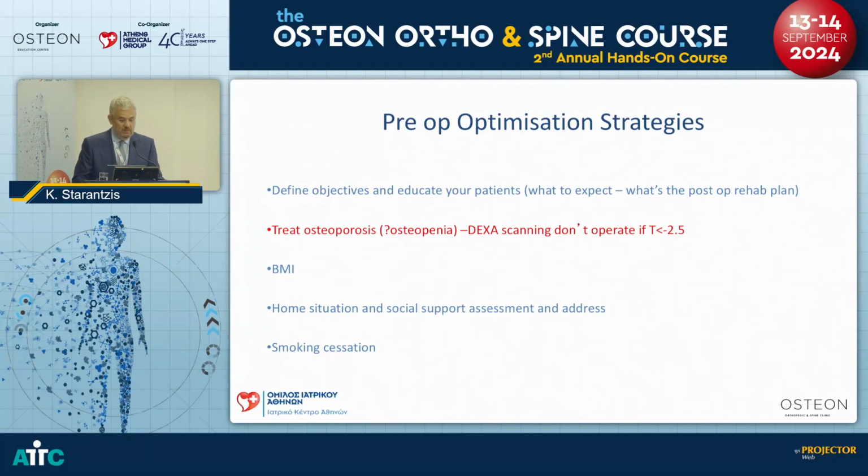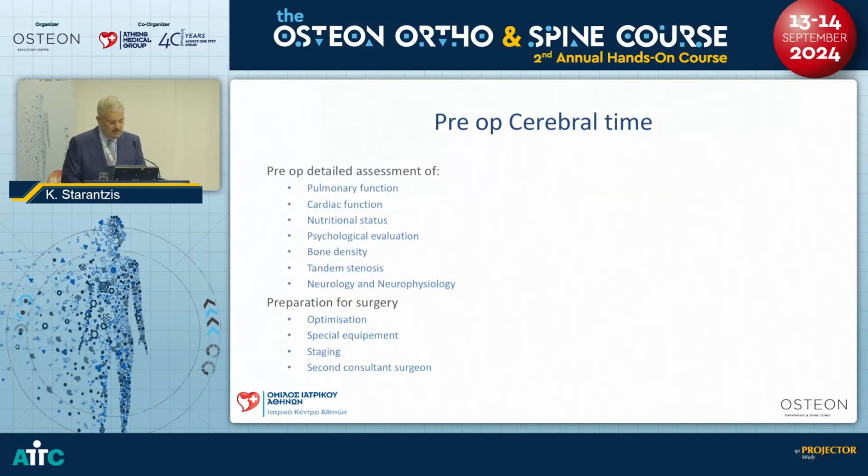So you need to take in consideration the home situation, the social support assessment, and address all this. You can't do a deformity, scoliosis correction in a lady with no support and let her go. She will fail. And smoking cessation is important for such a big surgery, in my opinion. So patient optimizations such as pulmonary function, cardiac function optimization, nutritional status, and psychological evaluation, bone density, as I said.